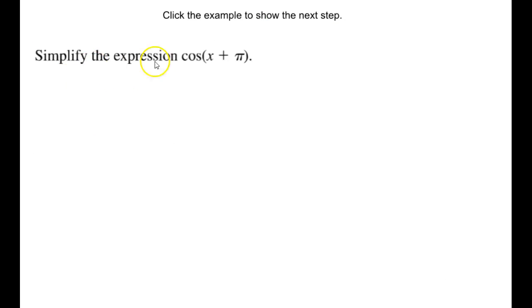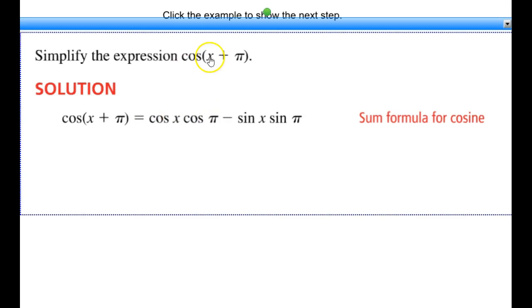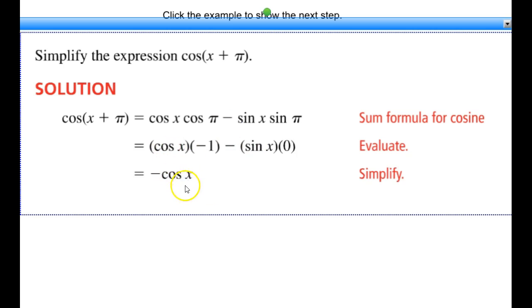Now we're going to be simplifying the expression cosine of x plus pi. I see here that I'm dealing with the sum formula and I'm dealing with cosine. So here is my sum formula for cosine. Now I can evaluate the things that I know, because I know the cosine of pi and I know the sine of pi, so I can plug those in and then simplify from there, and I'm left with negative cosine of x.